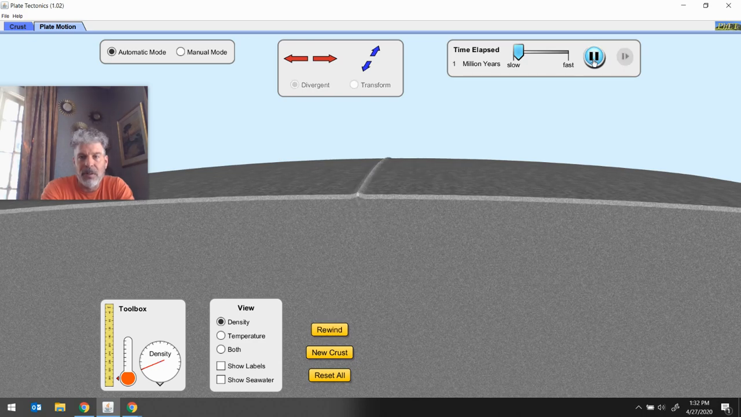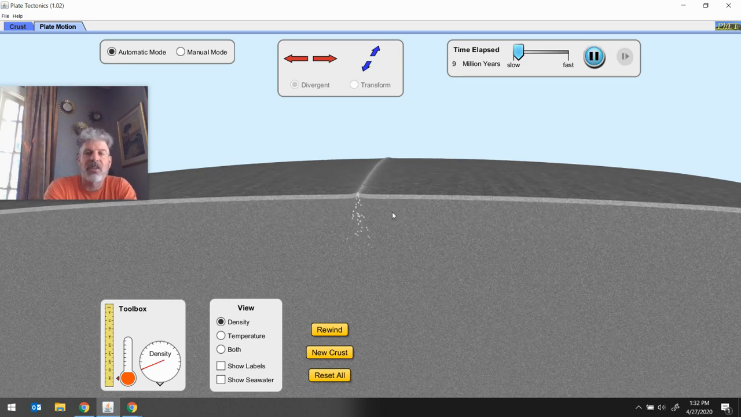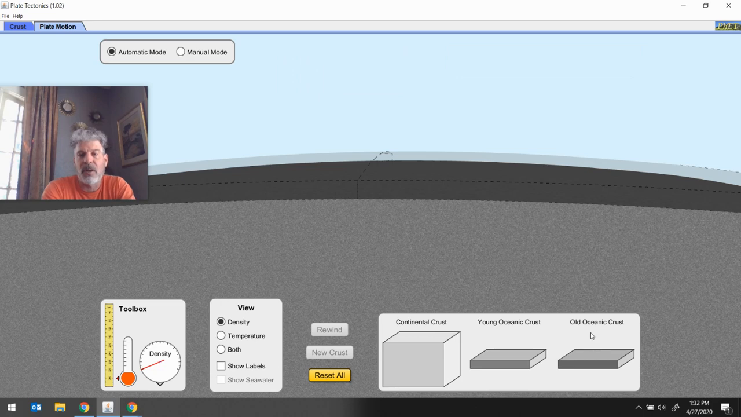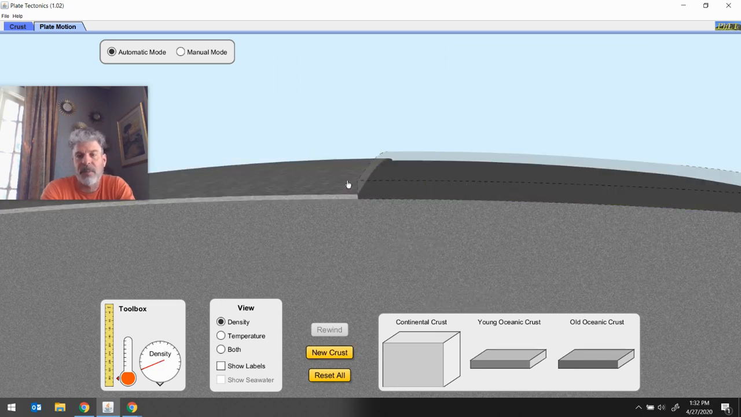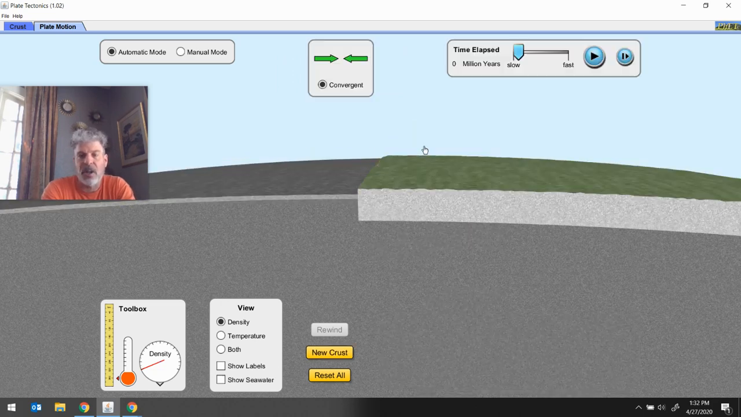So time elapsed. And finally, we made ourselves the conveyor belt that we've been hearing about. We're actually creating this conveyor belt of new oceanic crust being generated. Now I can change this around a little bit. I could put oceanic crust there, I could put continental crust there, and we could do a convergent boundary.